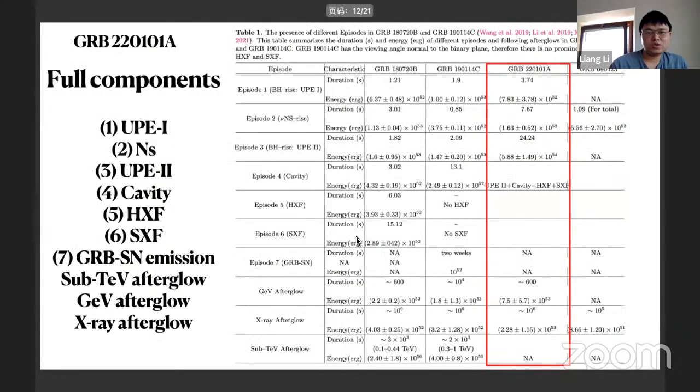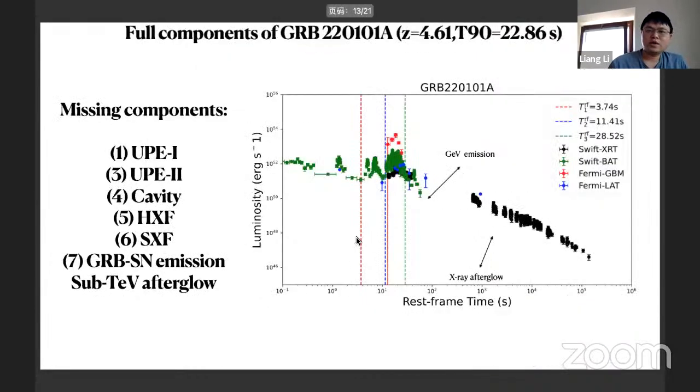It is interesting. This is the first burst detected by Fermi this year. We are missing a lot of components. This burst has a very high redshift, equal to 4.6, and the duration corrected to the rest frame is 22 seconds. We are missing the UPE1 and UPE2 phases and the cavity, hard and soft X-ray flares. Also, we miss the GRB sub-GeV associated emission, and the optical afterglow.